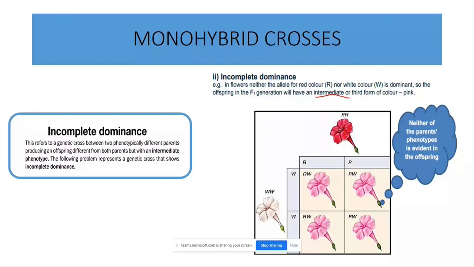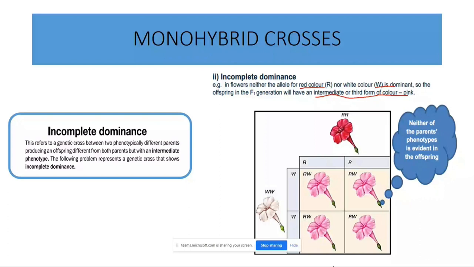If I have big R, big R, I know the flowers will be red. If I have WW, I know the flower color will be white. If I have RW, I know my flower color will be pink. So that indicates incomplete dominance. Neither of the parents is evident in the offspring. So if I have my gametes for red color, big R, and my gametes for white color, W, RW won't give me red or white, it will give me pink. So all the offspring in the F1 generation will have an intermediate color. Then I know we are speaking of incomplete dominance.